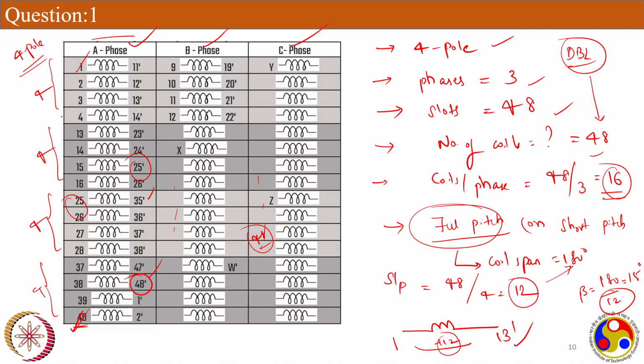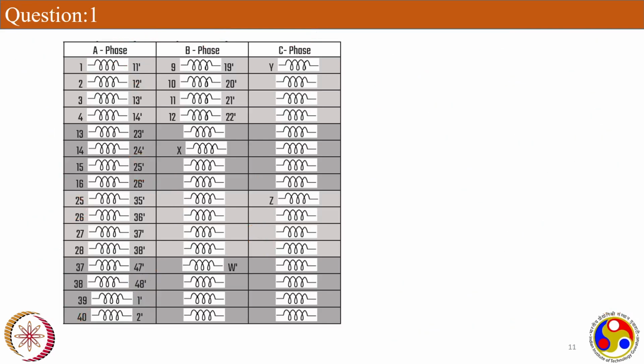But in the diagram, if you see, it's 1 to 11 dash, the first one. So it's definitely not a full pitch winding. So it's a short pitch. So how many degrees is it short pitched? How do you calculate it? The epsilon. So I am sure now it is a short pitch winding.